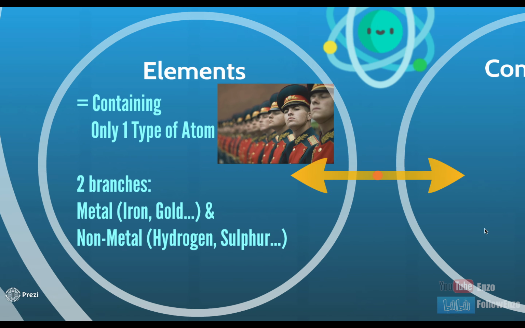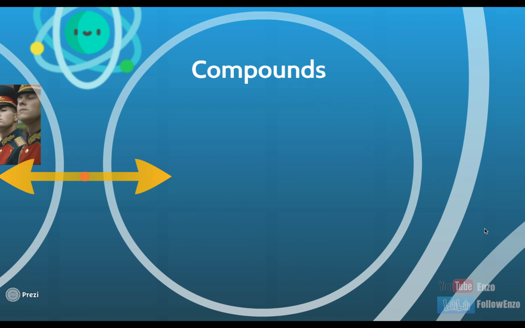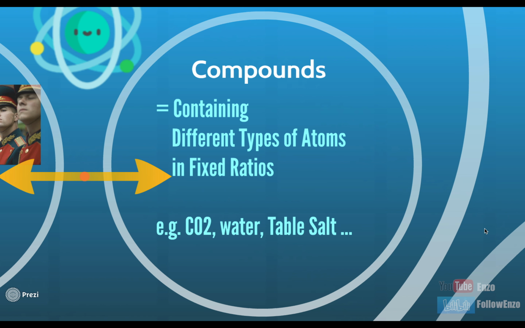Different from elements, compounds contain different types of atoms in fixed ratios. Examples are carbon dioxide, water, and table salt. This is a picture of a water molecule model, from which we can see there are 2 types of atoms in water, and the ratio of atom numbers is 1 to 2.